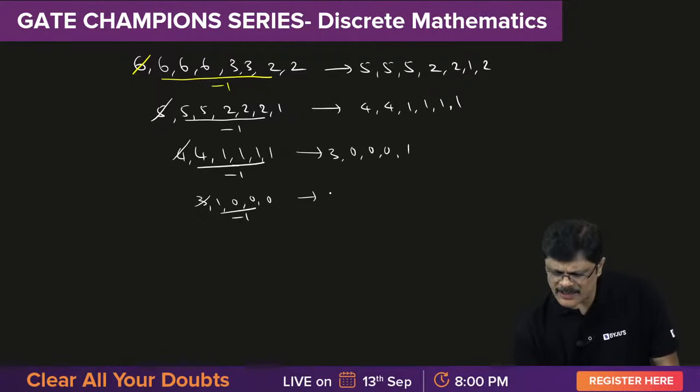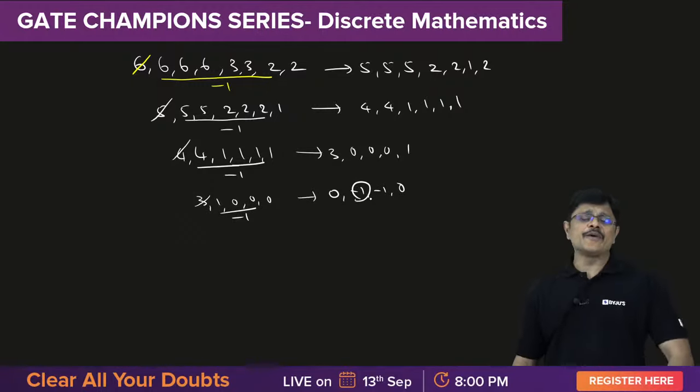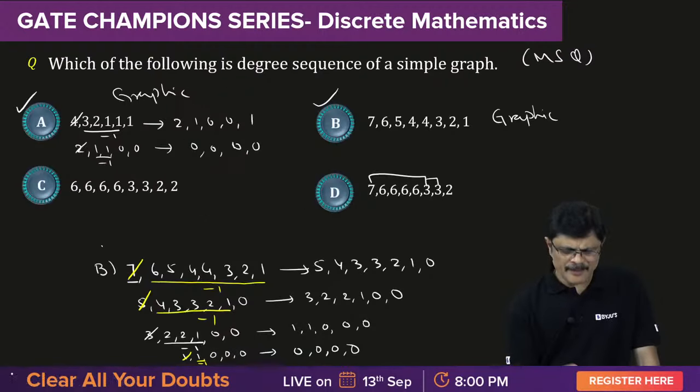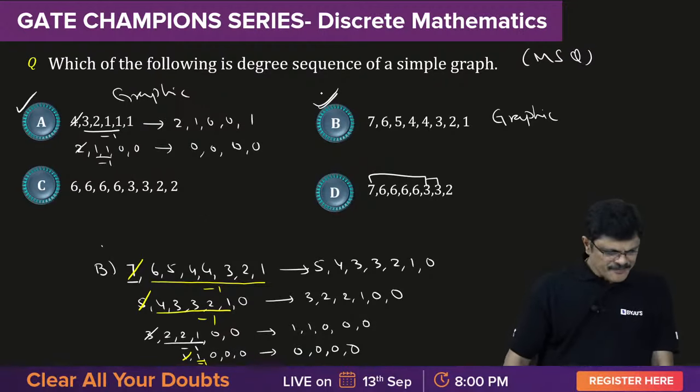From the next 3 you subtract 1. This becomes 0, -1, -1, 0. Whenever you find any negative entry in this list, you stop the process. It means it is not graphic. Therefore, only A and B are graphic, as you said, sir.